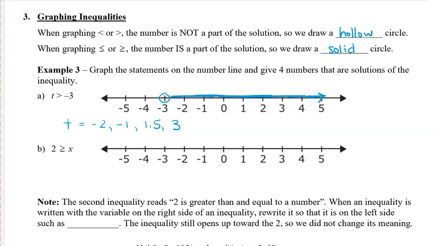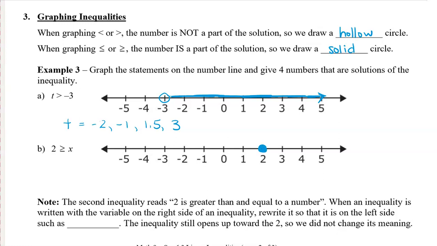All right, next we have 2 is greater or equal to x. So we can circle the number 2 on the number line. We're going to color it in because it has a line underneath which shows that it equals 2.